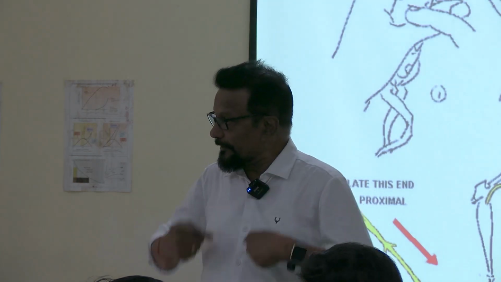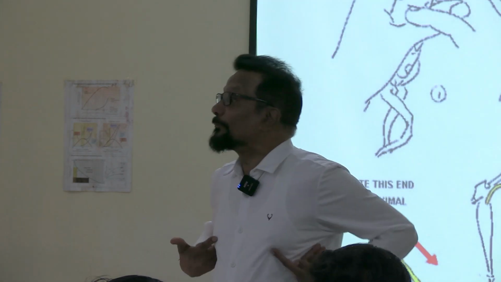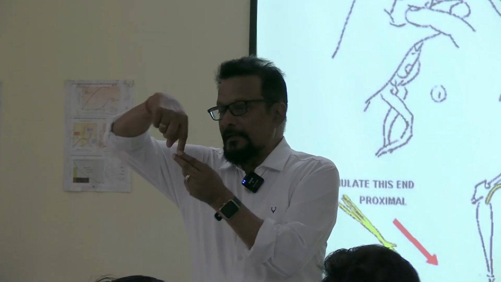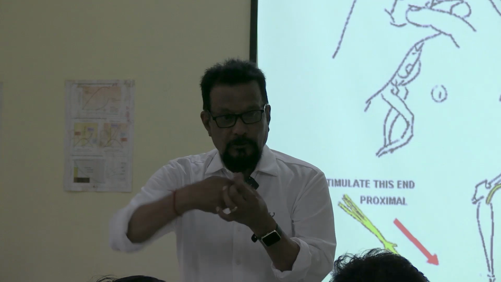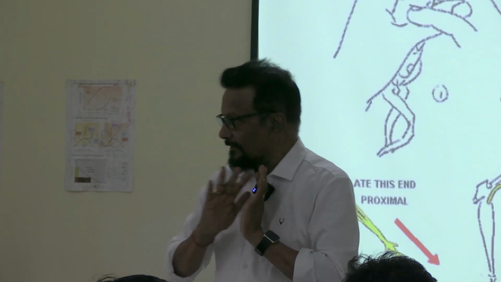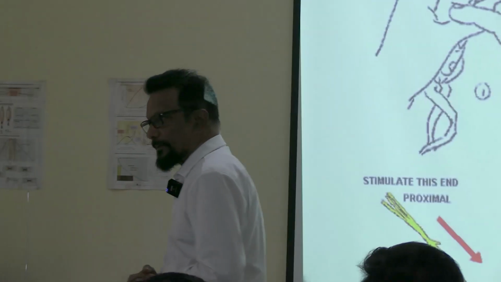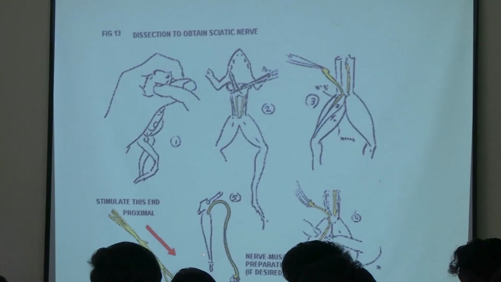So no outgoing impulse and no incoming impulse will be going, so it will be paralyzed. And the needle will be inserted towards the head, then the needle will be moved like this so that the brain is damaged. Okay, then you dissect the animal to get this.